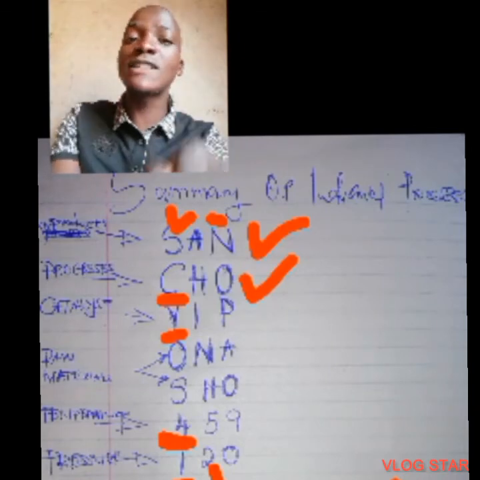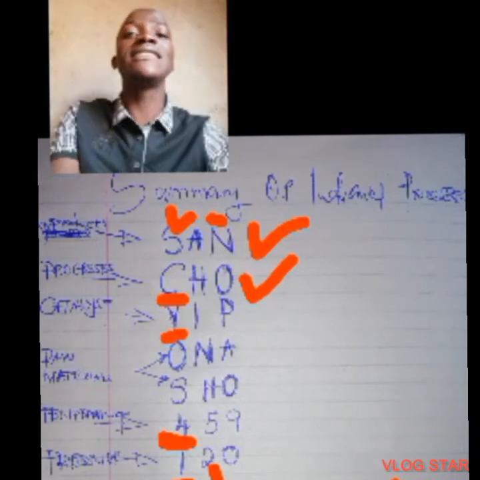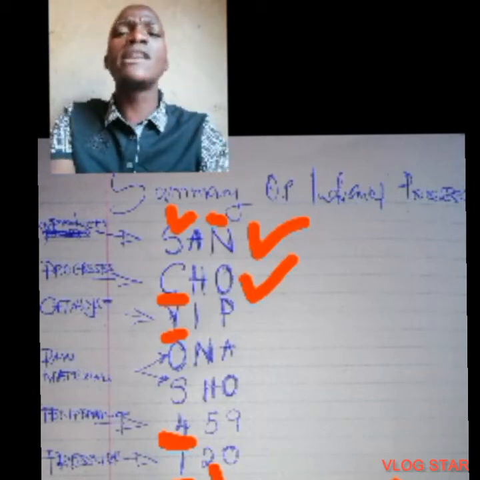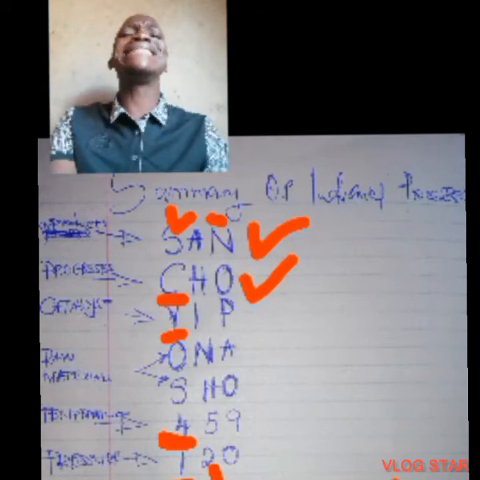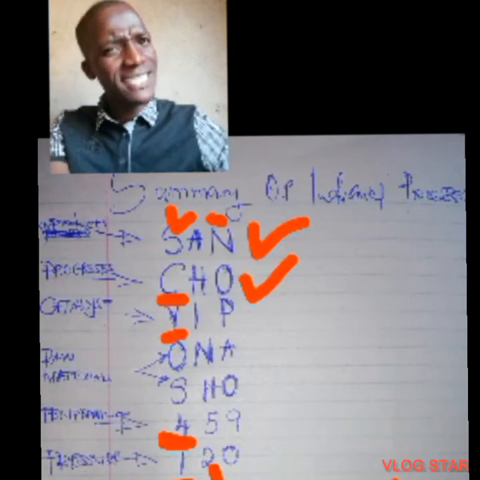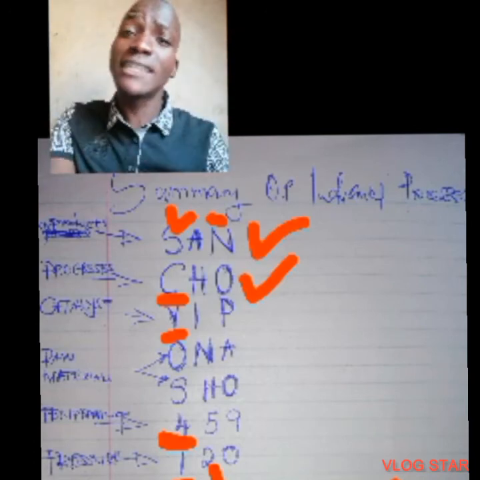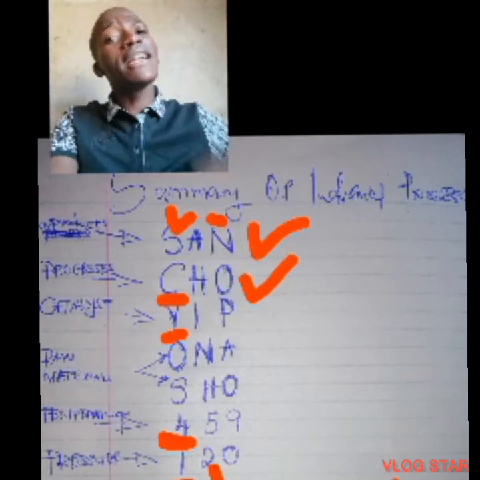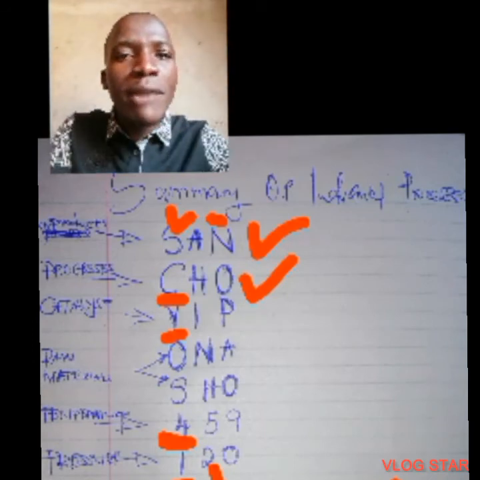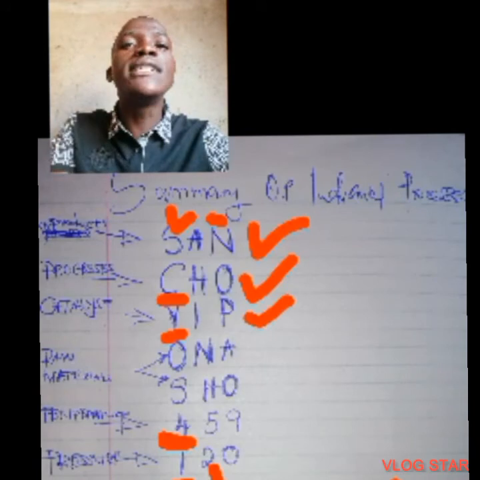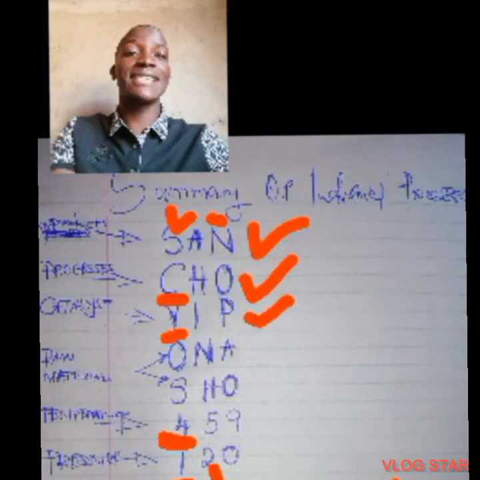Why is this process that manufactures nitric acid called the oxidation process? Because there is always addition of oxygen until nitric acid is manufactured. And because of that, it is called the oxidation process. Then platinum or rhodium is used as the catalyst.